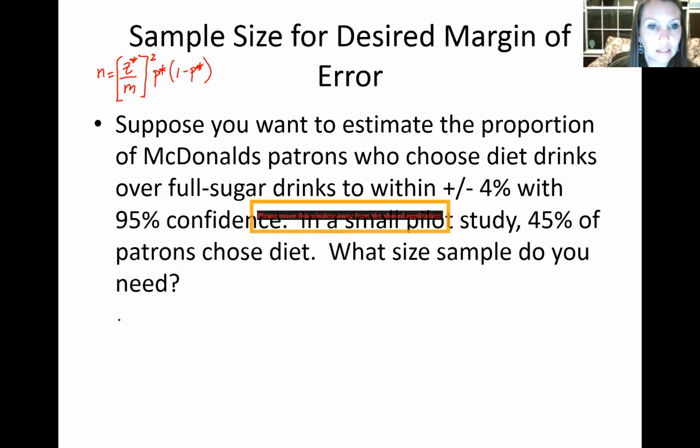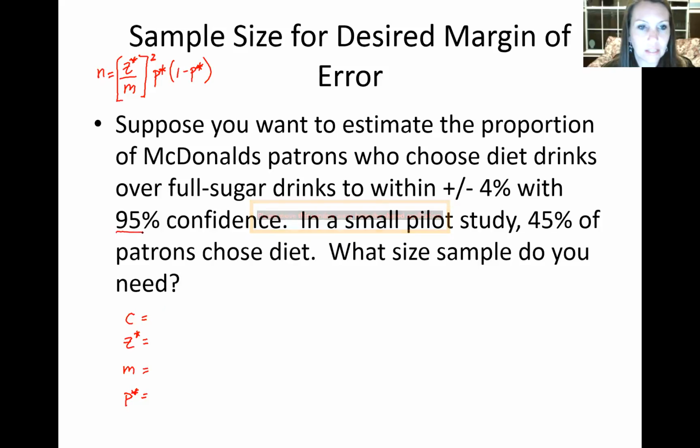So looking at this current problem right here, we know we're going to need to know how confident we want to be because that's going to help us figure out our Z star. We also need to know M, our desired margin of error, and P star, which is our best guess for P. So starting with confidence level, it says we want to be 95% confident. So we'll put 95%. And if you recall, Z star for 95% confident is 1.96.